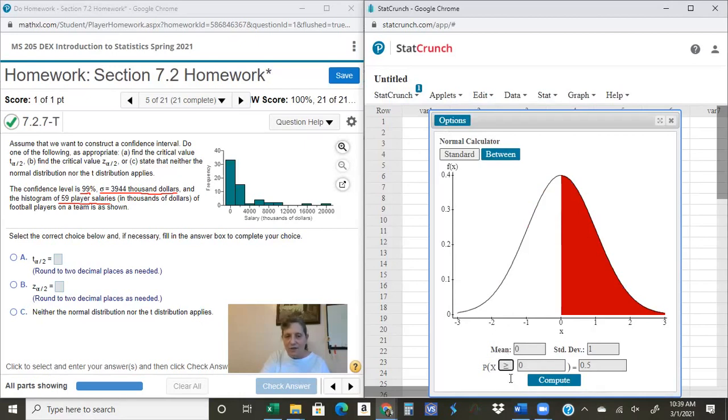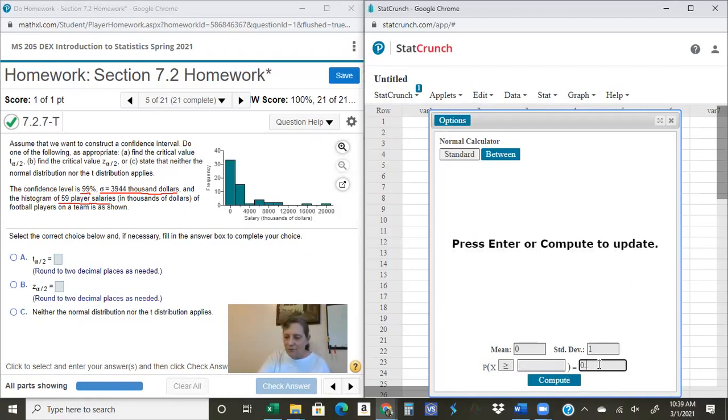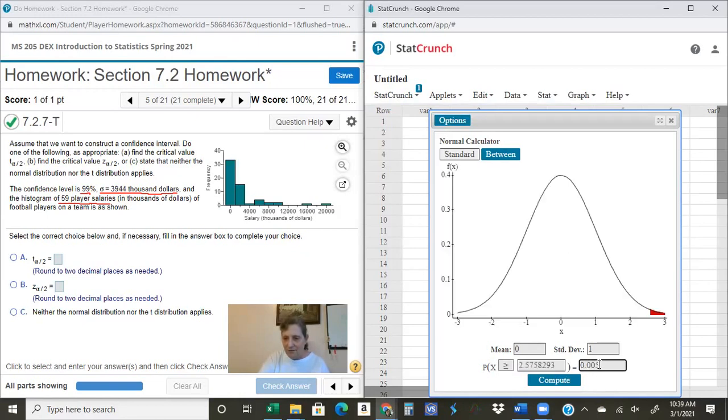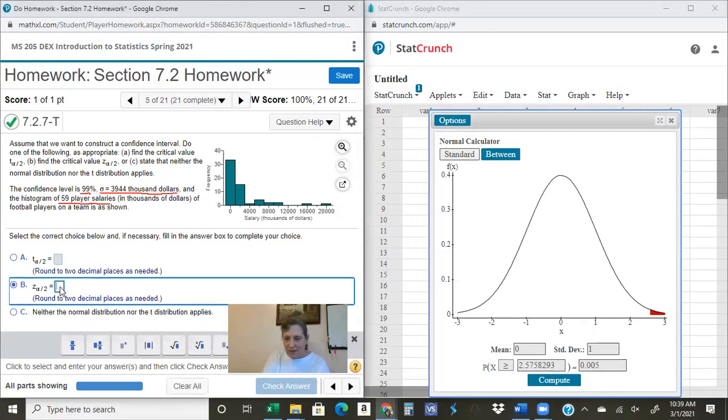I'm going to go with a greater than or equal to. Since the confidence level is 99%, then alpha is 1%. Alpha over 2 would be 1/2 of 1%, which would be 0.005. My z alpha over 2 is going to be 2.58, to 2 decimals.